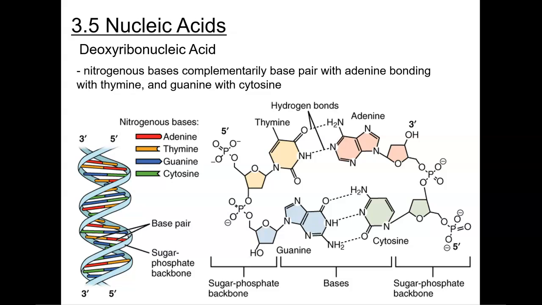Nitrogenous bases are going to be complementary, and that's what I mean by when they fit together. So those base pairs have adenine bonding with thymine and guanine bonding with cytosine. Notice how thymine and adenine, when they bond together, make the double hydrogen bond there. And when guanine and cytosine bond together, they make that triple hydrogen bond there.